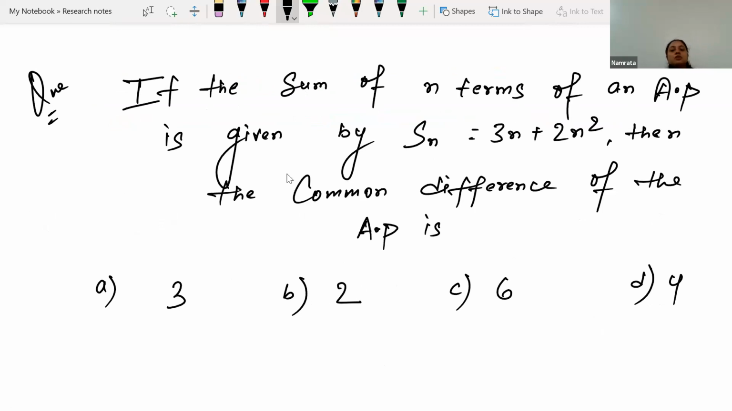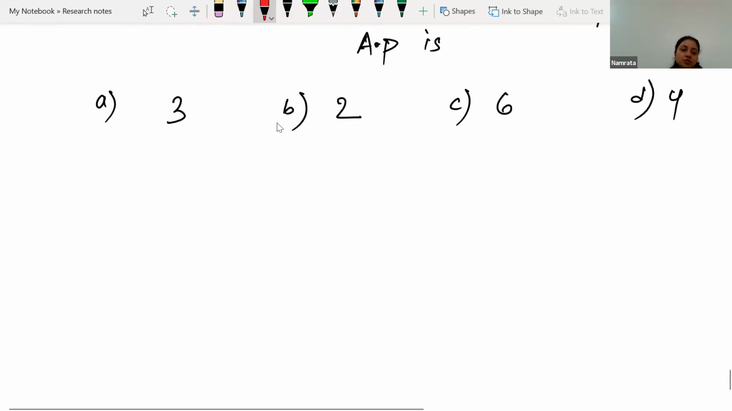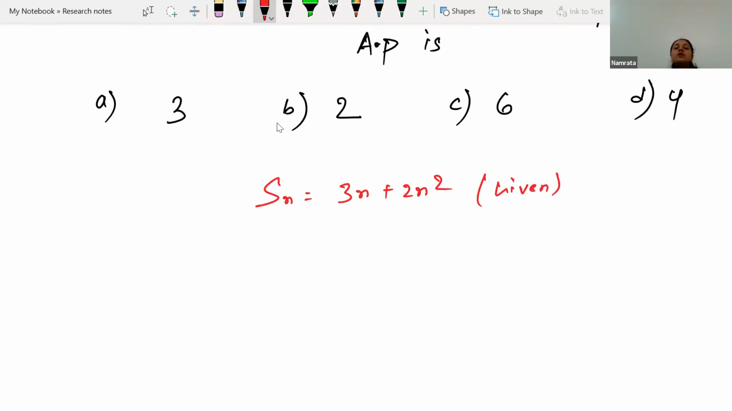Okay. So here the sum of n terms is given. The sum of n terms is 3n plus 2n square, already given in the question itself. Now if we take the sum of the first two terms, that is t1 plus t2, what will we get? 3 times 2, plus 2 times 2 square, right, Lena? Yes, ma'am. That is 6 plus 8, that is 14, right?